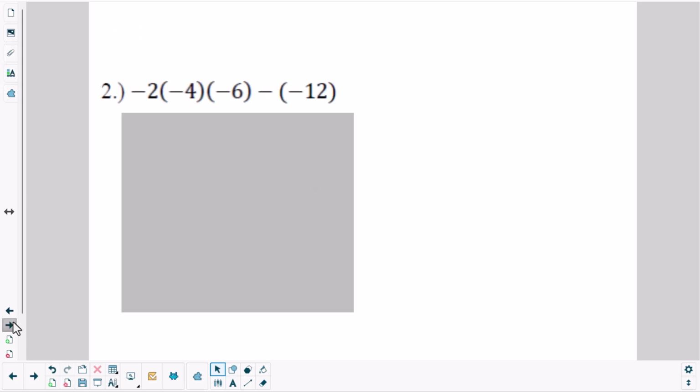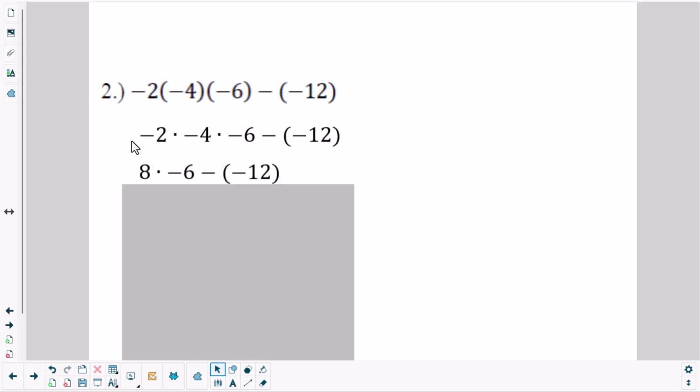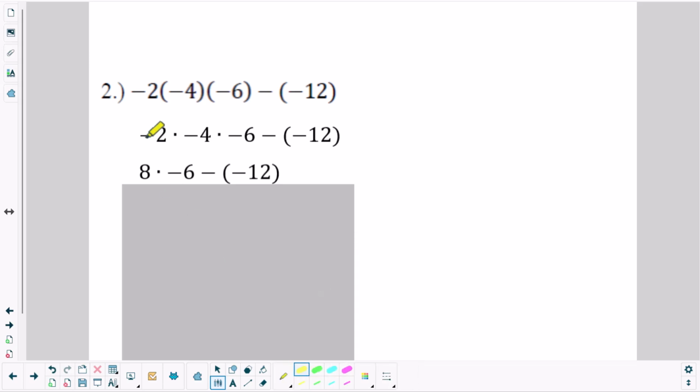Number 2, -2 times -4 times -6 minus -12. On my first line, I did rewrite the multiplication with dots between the three numbers. The next thing I did was I did -2 times -4 to get +8. I'm going to highlight what step I did so it doesn't get too confusing for us. I did -2 times -4, that got me this +8.